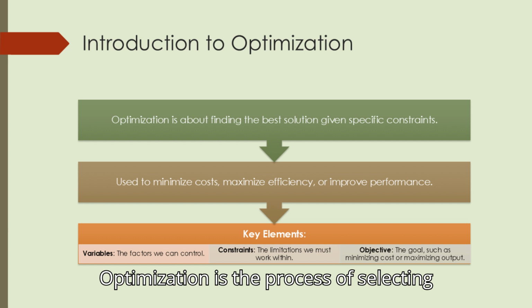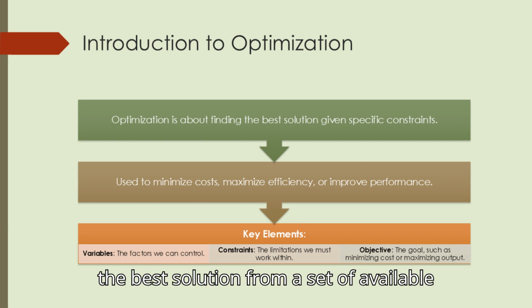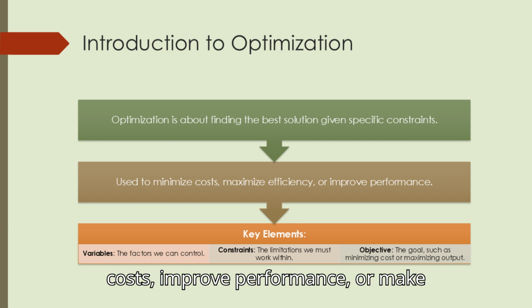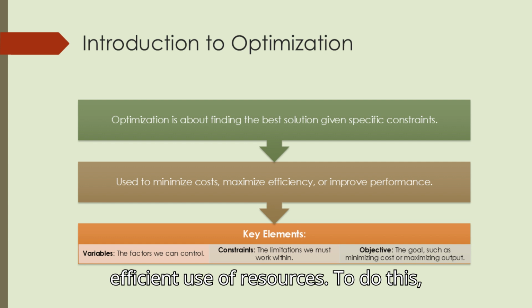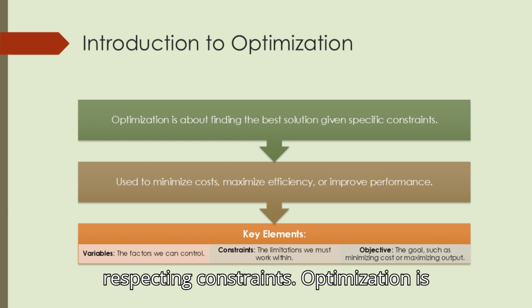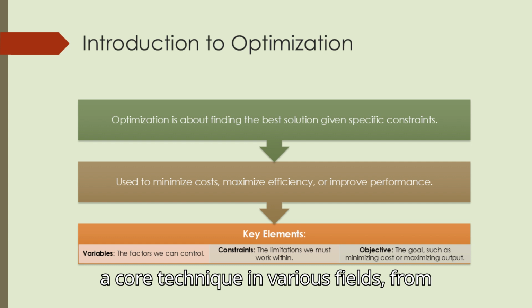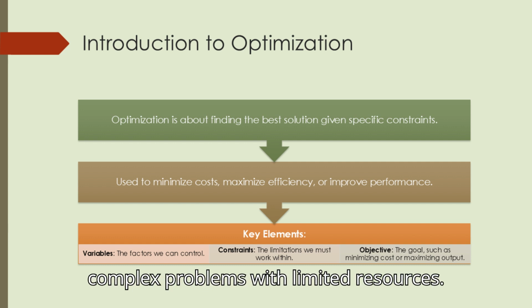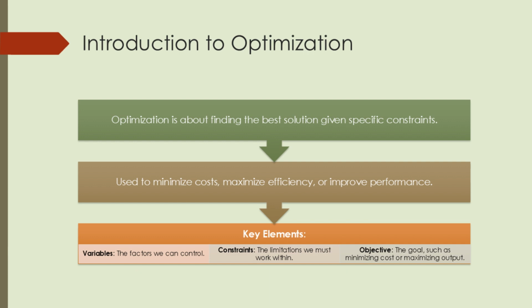Optimization is the process of selecting the best solution from a set of available options. The goal might be to minimize costs, improve performance, or make efficient use of resources. To do this, we control certain variables while respecting constraints. Optimization is a core technique in various fields, from engineering to finance, helping solve complex problems with limited resources.